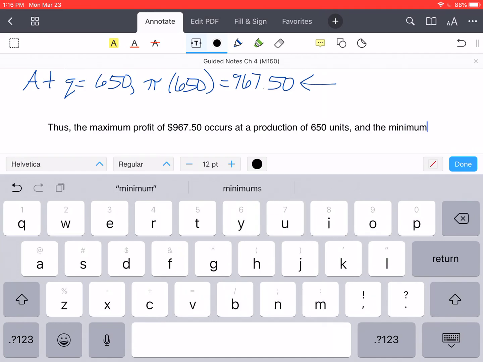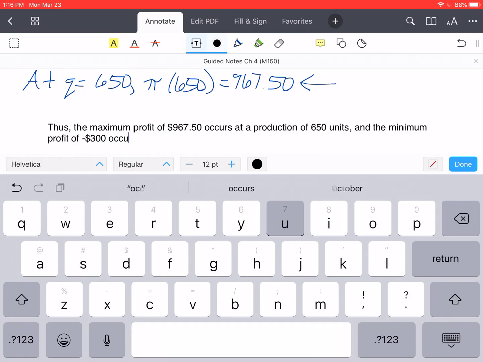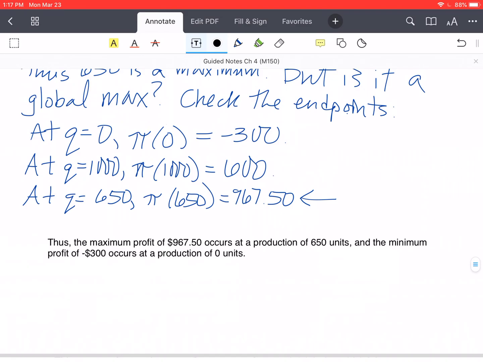and the minimum profit, in case you were wondering, because I guess the question did kind of ask about the minimum profit, the minimum profit of negative $300 occurs at a production of 0 units. Which hopefully makes sense, right? If you haven't made anything, then you're not going to have a very big profit because you have those overhead costs, those fixed costs, but no revenue yet. So your minimum profit in this case is going to occur at a production of 0 units.